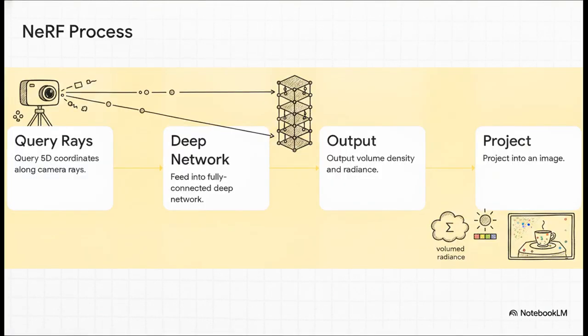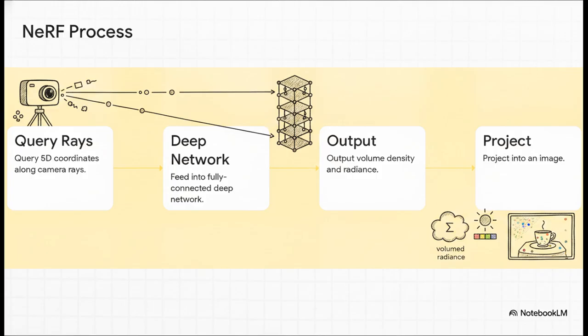Over the next several minutes, we are going to deeply analyze this exact 4-step pipeline. We're going to trace the journey of a single ray of mathematical light as it travels from our virtual camera straight through the continuous scene to calculate density and color. Let's break down this pipeline exactly as the authors laid it out.